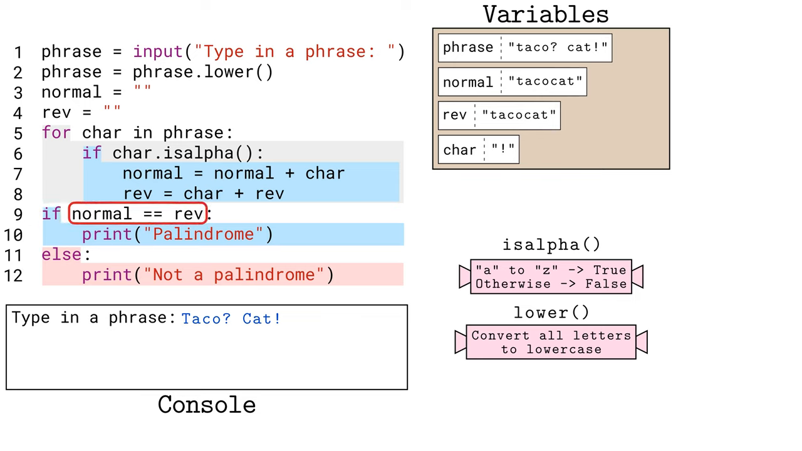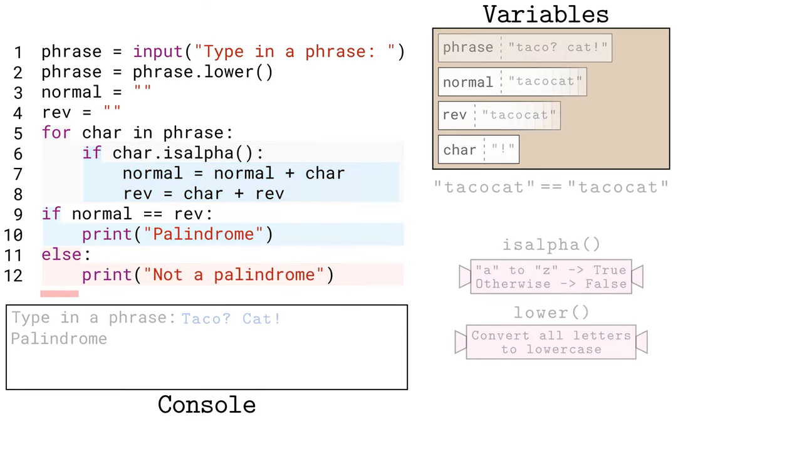The condition uses two equal signs to have Python ask if the two variables are the same. They are, so this question evaluates to true. This means Python runs line 10, displaying the word palindrome as an output to the user, skips the else statement and the else block, and reaches the end of the code, where it stops.